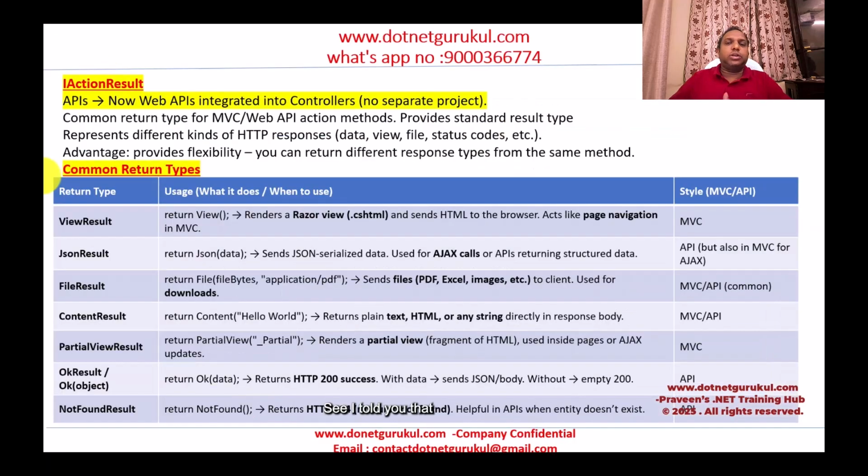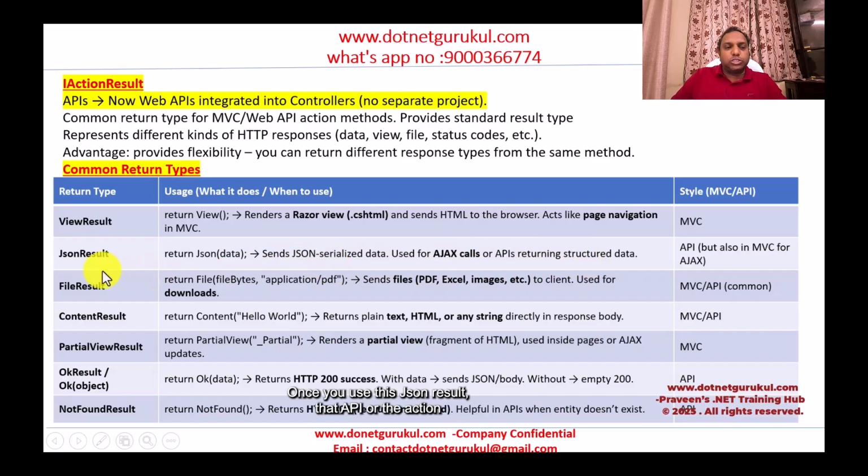See, I told you that the controller will have web API integration, no separate project needed. This is where it sounds very interesting, right? So, common return types in web MVC and web API action methods provide standard result types. This is the standard result type applicable to MVC: ViewResult is a standard result type which will render a view. Okay, JsonResult is for JSON data. See, it will be used in AJAX calls or as an API return structure.